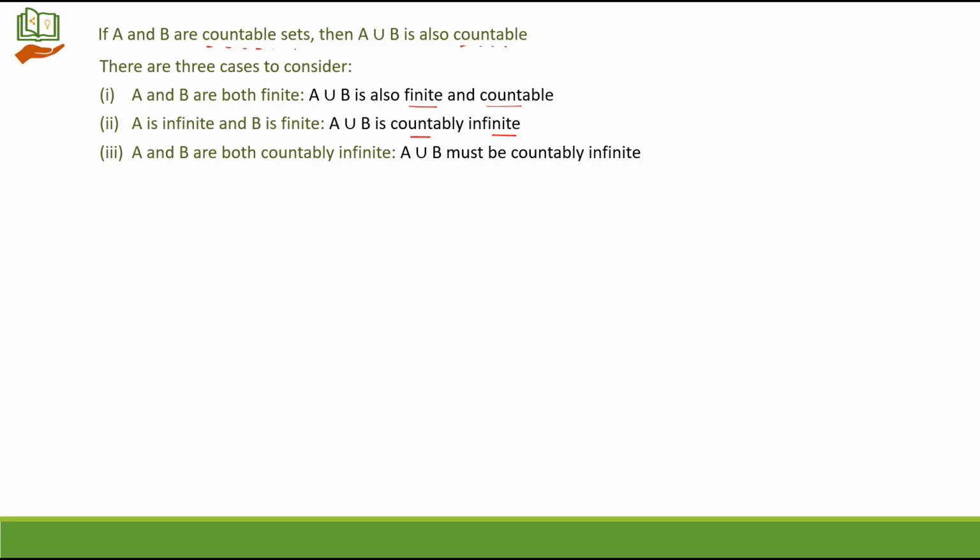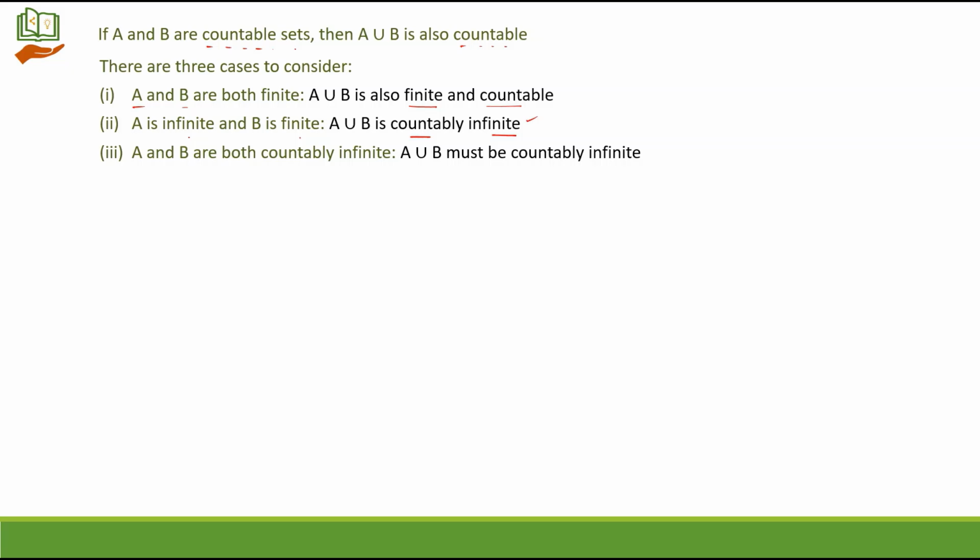So whatever cases apply to A and B individually, when they come under union, whichever has the higher domination should be taken. So among infinite and finite, infinite has a higher domination. So we are bringing infinite here. Now both are countably infinite.